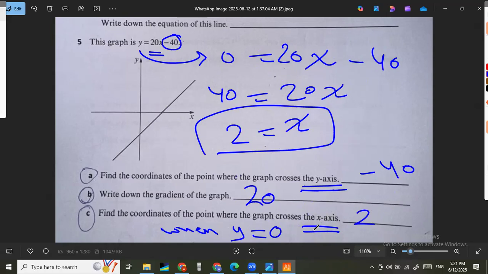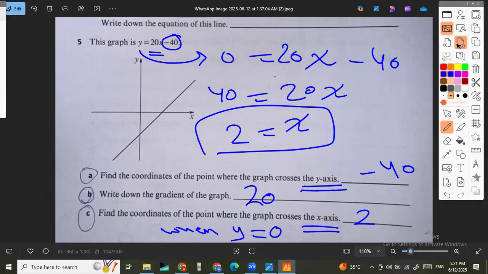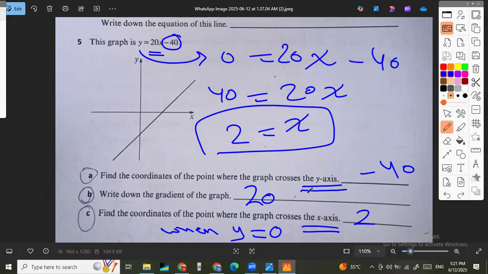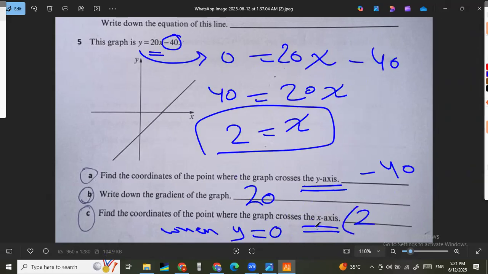This is where the graph will cross the x-axis. One second, sorry. They said the coordinates, so they want two things. We agreed coordinates means 2 and 0, because we found x is 2 and we agreed y is 0.